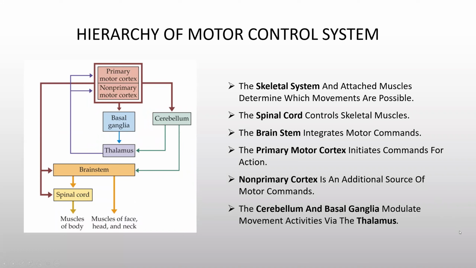The hierarchy of the motor control system. If we look here, starting with the skeletal system attached to muscles, they determine which movements are possible, and send that information to the spinal cord, to the brainstem, and from the brainstem right up to primary motor cortex. But there is also non-primary cortex, which is an additional source. We know that those are association cortex areas. And then we can't forget the cerebellum and basal ganglia, which modulate movement activities via the thalamus. We'll talk a little bit more about them in just a minute.